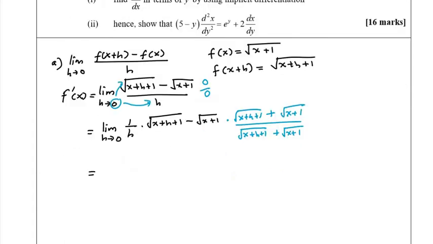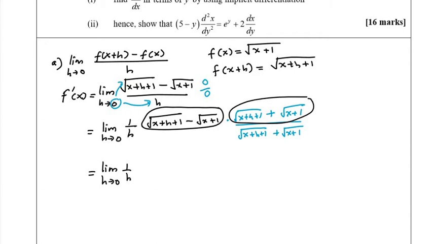So now let's simplify. So we have the limit as h approaches 0, 1 over h. And then these two are the conjugate pairs. To expand conjugate pairs, we just put minus in the middle, and then we take the first thing and square. So we have x + h + 1, minus, we take the second expression and square, so we have x + 1, divided by √(x + h + 1) plus √(x + 1).